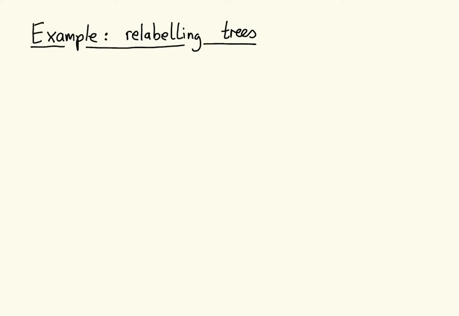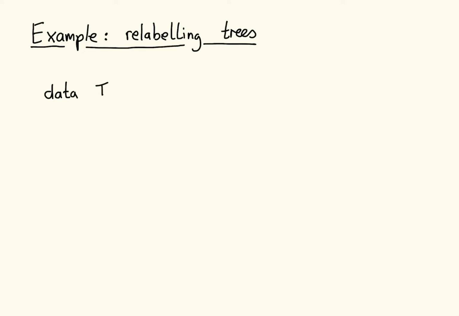So what we're going to do for the rest of the class today is a simple worked example of actually using the state monad in practice. The example we're going to look at is a simple exercise to do with relabeling trees. So we'll kick things off by defining a simple data type of trees.